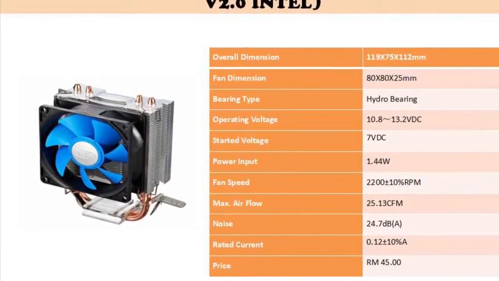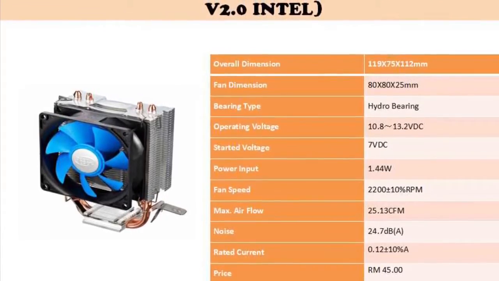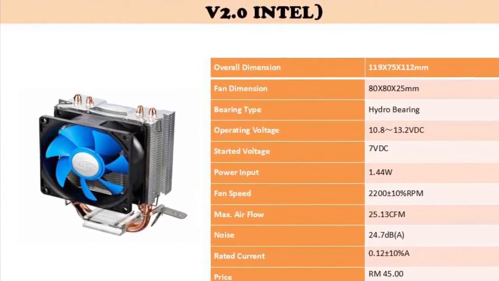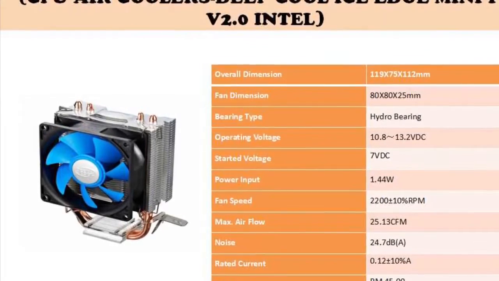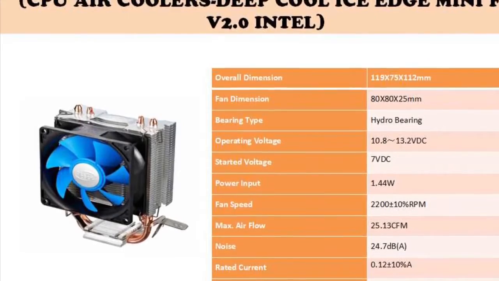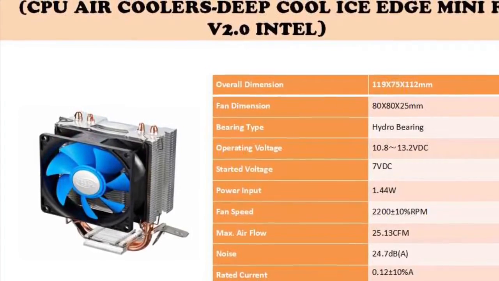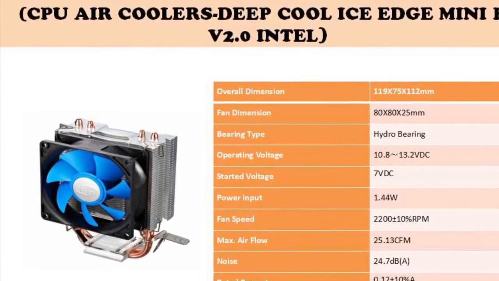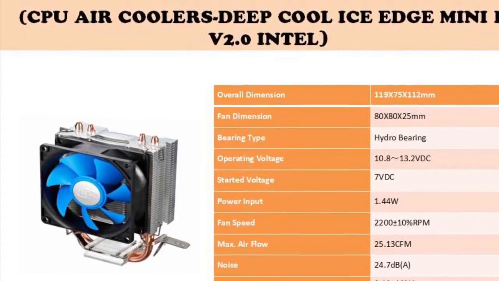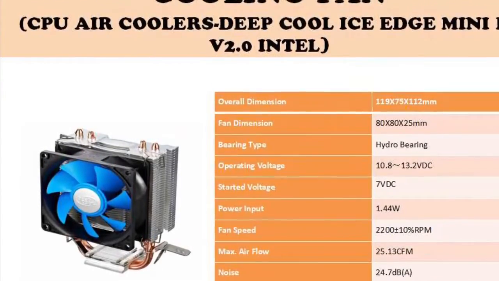Next, cooling fan. We choose the CPU Air Cooler Deep Cool Ice Edge Mini FS V2.0. It has two metal powder heat pipes directly connecting to the CPU surface for removing heat and eliminating the chance of overheating. Moreover, the specialized aluminum heat stick construction is for efficient heat distribution, and the TPE fan housing is designed to reduce operating vibration and fan noise.